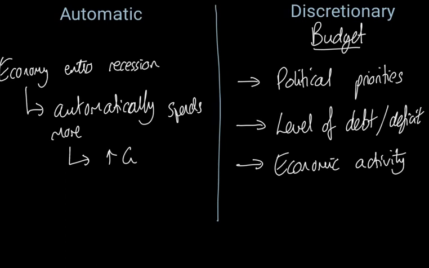So the main things then that affect the level of government expenditure are the automatic, what we call the fiscal stabilizers, which is what you can see on the left. And then when it comes to discretionary, three main things: the political priorities of the government, the level of debt and deficit, and the overall level of economic activity that exists within the economy.